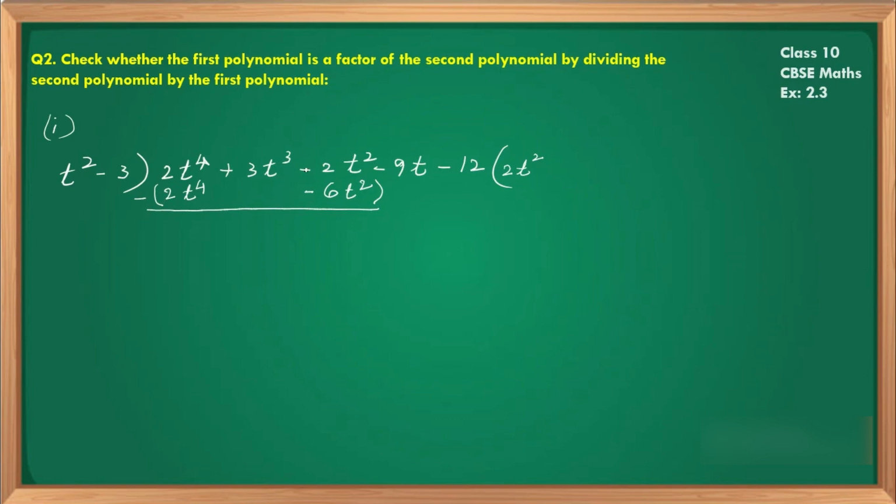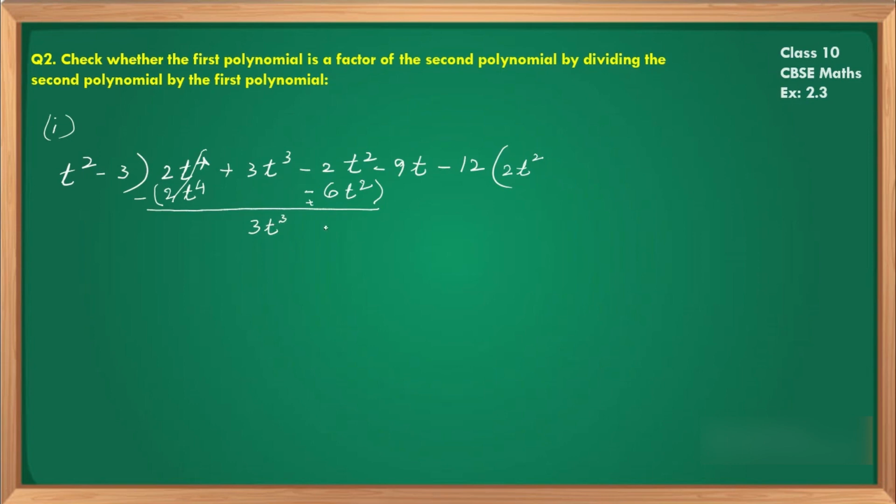On the top, we have minus 2t square. Below, it becomes plus 6t square. Therefore, you have to take the difference. Now in this case, this is plus 2t⁴ and below you have minus 2t to the power 4. Therefore, this gets cancelled. Now you have to write down 3t cube as it is.